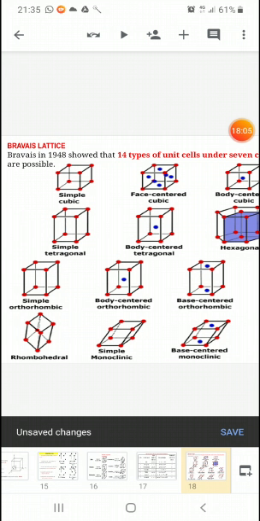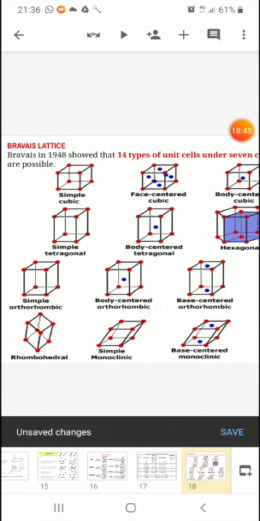Now next one is the trigonal, also called the rhombohedral crystal system, in that a equals b equals c where alpha equals beta equals gamma not equal to 90 degree, and this is the simple primitive crystal structure. Examples are calcite, arsenic, Sb and Bi. Now next one is the hexagonal system. In hexagonal crystal system, a equals b not equal to c and alpha equals beta equals 90 degree and gamma equals 120 degree. It is simple primitive structure. SiO2, Mg, Zn and Cd are the examples.